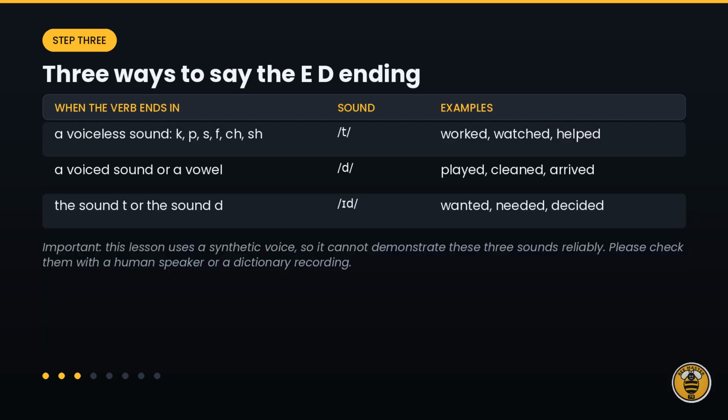The ending is written the same way every time, but it is said in 3 different ways. After a voiceless sound, such as K, P, S, F, or the sounds in watch and wash, it sounds like a T. After a voiced sound or a vowel, it sounds like a D. And when the verb already ends in a T sound or a D sound, we add a whole extra syllable. Wanted, needed, decided. One honest warning, this synthetic voice cannot demonstrate those 3 sounds reliably, so please check them with a human speaker or a dictionary recording.